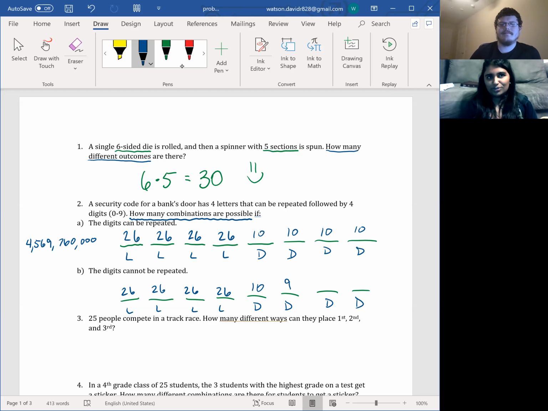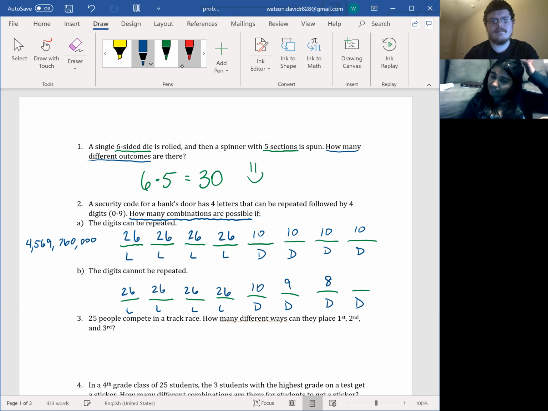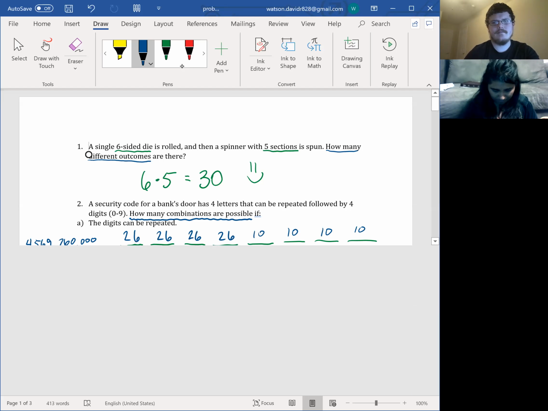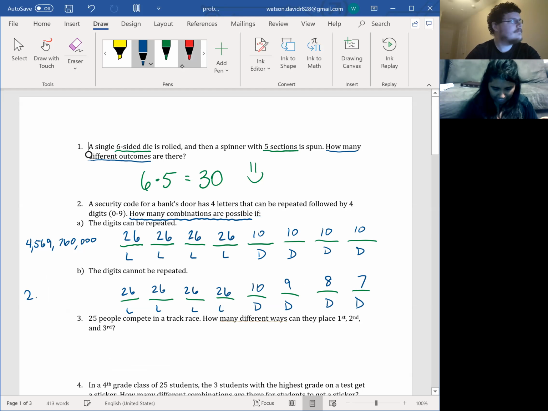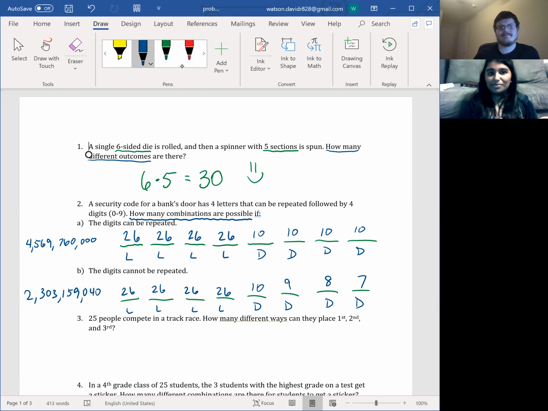All right, so say, okay, well, I want to pick 1 for my next number. Now I've already used up 2 and I have 8 numbers left. All right, now I've used up 3 numbers and I have 7 numbers left. And you multiply those together and you get 2,303,159,040. That's how many combinations you have.